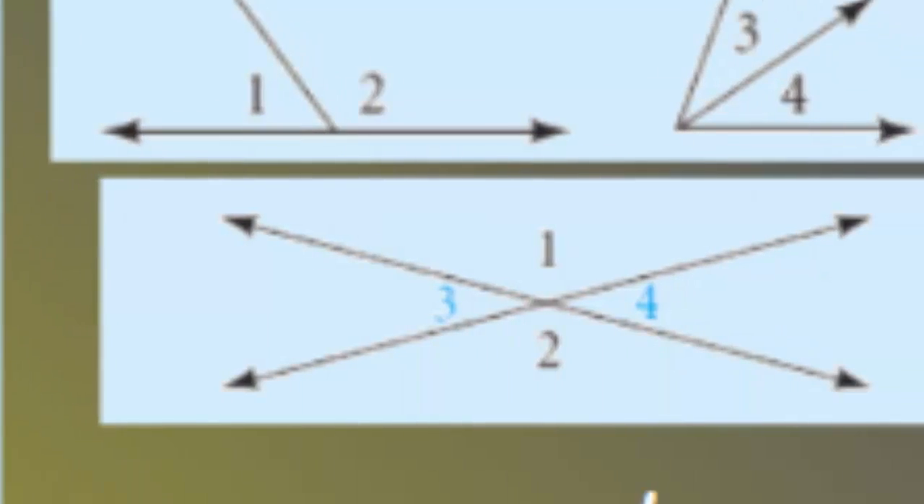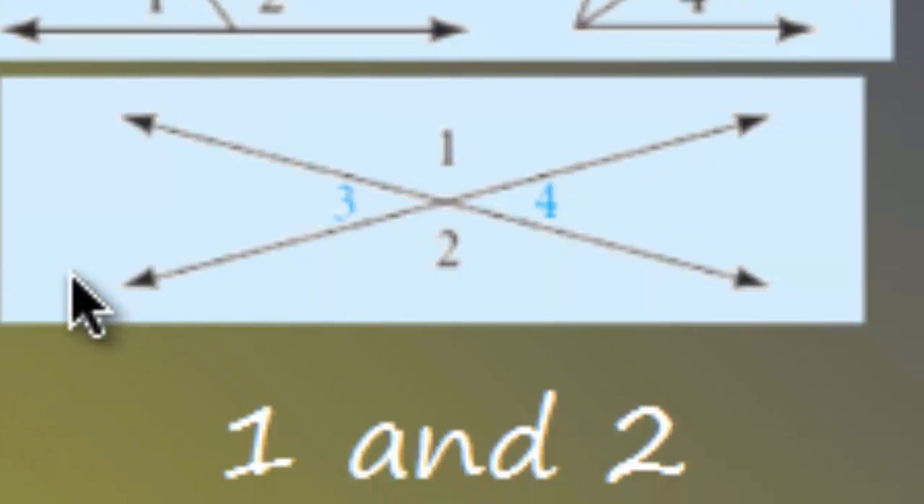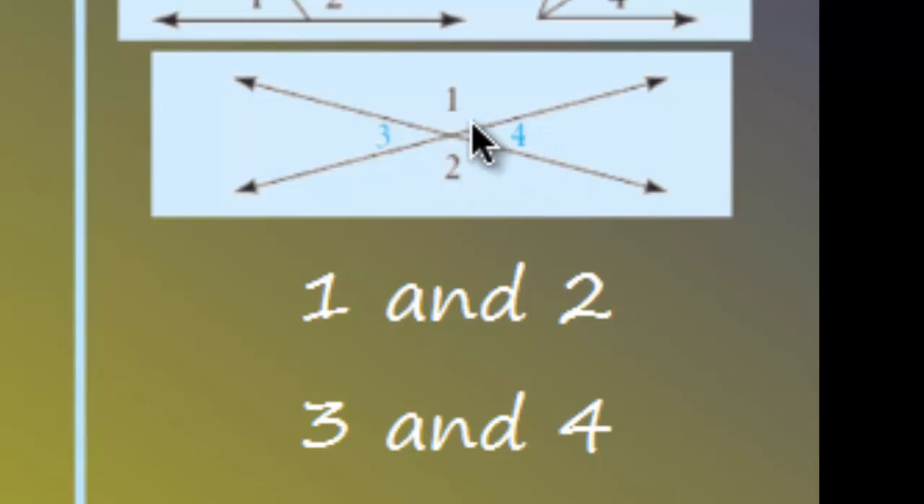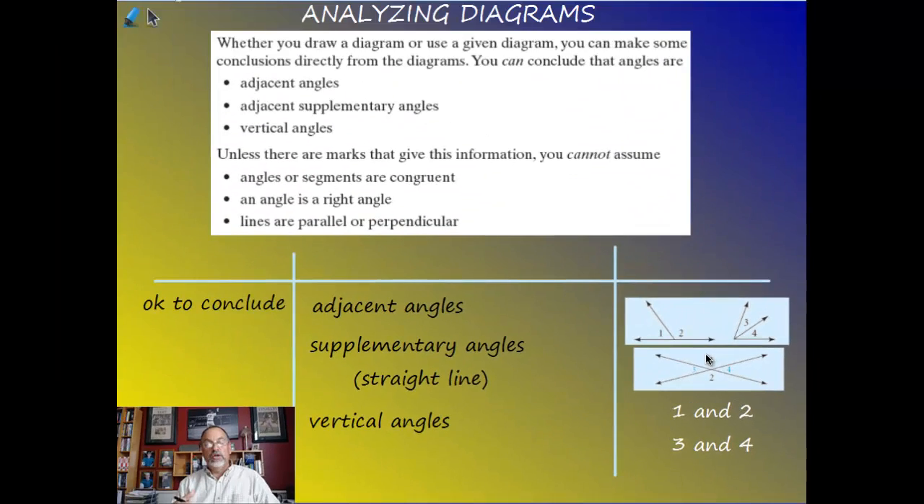And then I can look and determine vertical angles. Anytime 2 lines cross, we know we have vertical angles. So here I have intersecting lines, so I know for certain that 1 and 2 are vertical angles and 3 and 4 are vertical as well. So those 3 things it's okay to go ahead and look at. And notice none of those really have anything to do with the measure of anything other than this straight line, which we know is 180.